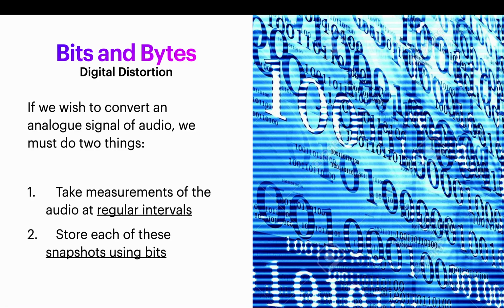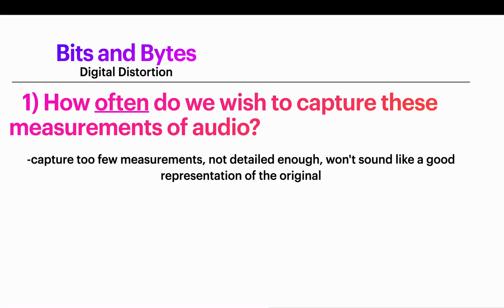So really two things must happen during this process. The first is that we have to take regular intervals or regular measurements in certain intervals, and also that you need to have a snapshot, if you will, using these bits. And again, bits, just so that we can remember this, is always going to be zeros or ones, those two numbers. So really, this question boils down to how often do you capture these measurements of audio?